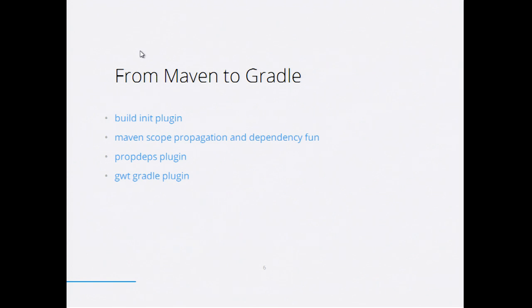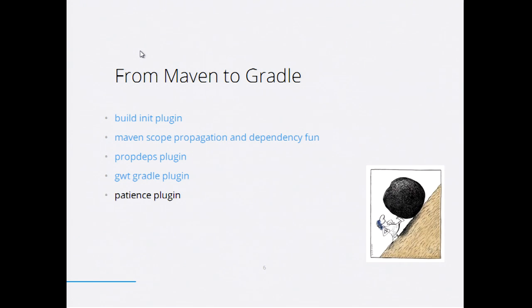So the second point here: Maven scope, propagation, and dependency fun. That was not too much fun, because Maven sometimes allows you to use dependencies which are not really on your current sub-project, but also from your dependencies. So through transitivity, you can reach dependencies which are not declared in your pom file. And Gradle, most of the time, doesn't work with such a setup.